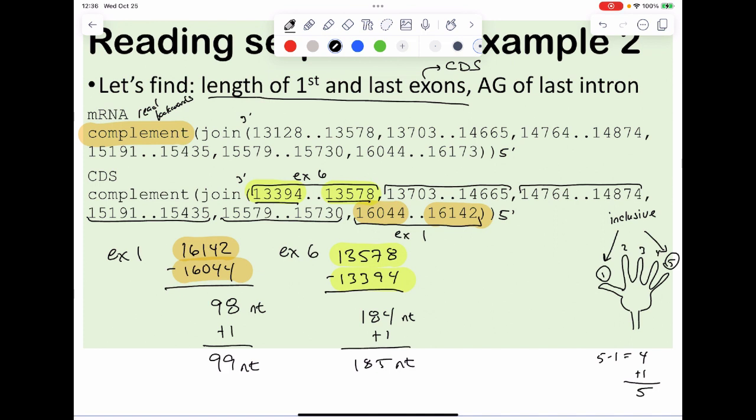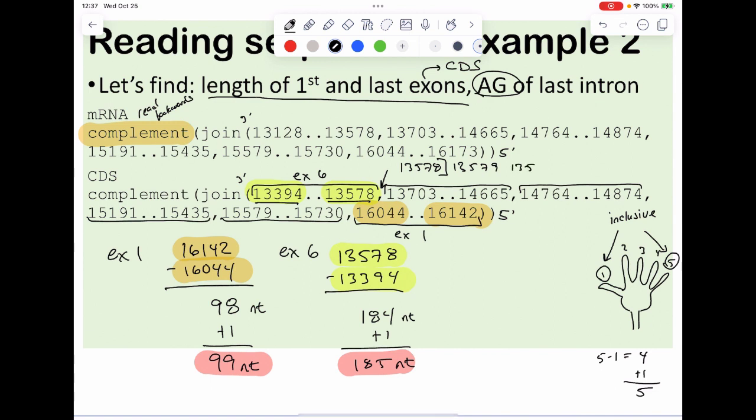So the correct answers are 99 nucleotides for exon 1, and 185 nucleotides for exon 6, which is the last exon. How can I find the coordinates of the last intron? The coordinates of the last intron are found in that column. So what do I have? I have 13578, and what comes after that? 13579.